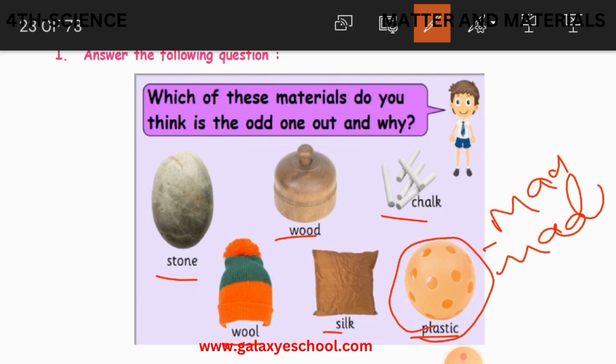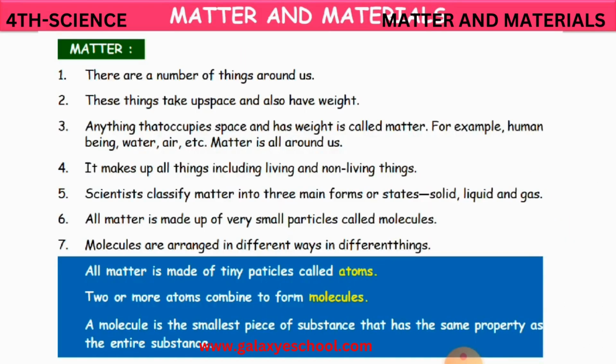It is a man-made material because it is made with some chemicals which man has invented. Whereas wool, silk, chalk, wood, stone, all are natural materials, which we get from plants, from animals, from sand. All these are natural. Even chalk is made from limestone. So these are all natural materials. Clear, children? The odd one is the plastic material. Now we'll go to the other exercise.